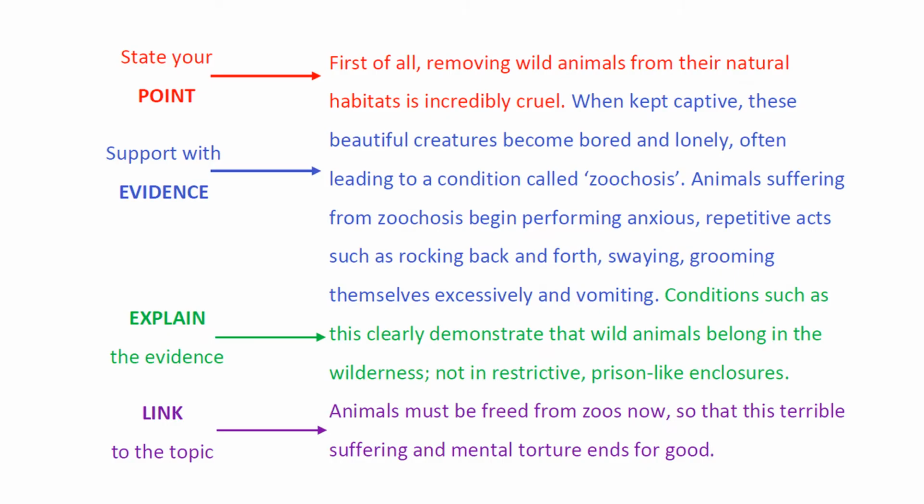First, you'll state your point. Then you're going to support it with evidence. You'll explain the evidence, and you'll link to the topic. You'll notice that when someone started here and they wanted to state their point, they use a transition word. First of all, removing wild animals from their natural habitats is incredibly cruel. When kept captive, these beautiful creatures become bored and lonely.